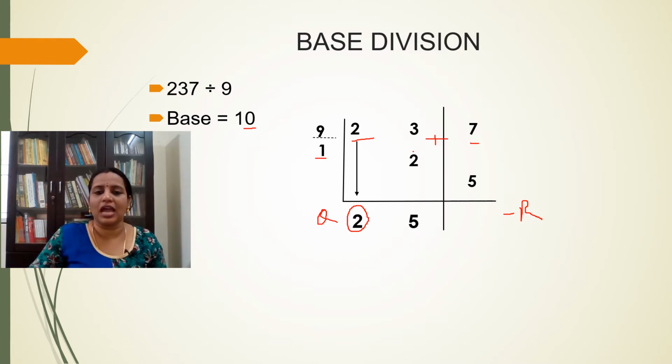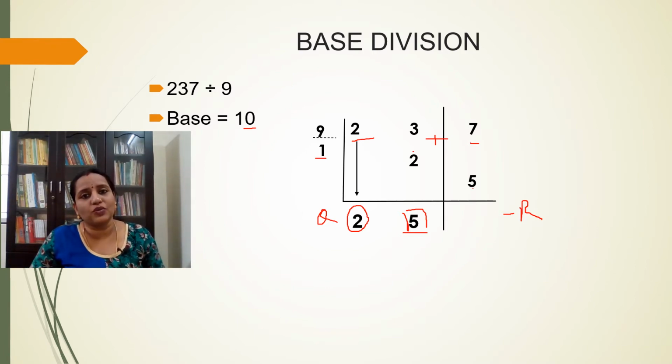Next what I'll be doing? I'll be multiplying this 5, the next digit of the quotient, with the 1 and I'll be taking it to the next place, and I have got the 5 there too. So next I have to add these two digits, that is this 7 and this 5. This 7 and 5 will give me 12.